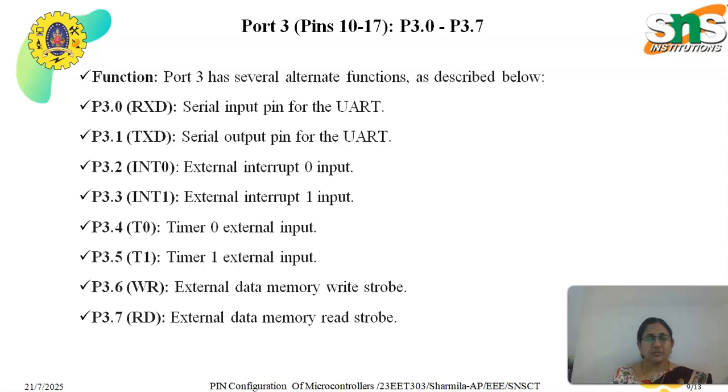And the next port is port 3, that is pins 10 to 17, P3.0 to P3.7. This port has several alternate functions. P3.0 acts as the serial input pin for UART, the serial communication receiver pin, and P3.1 acts as the serial communication transmitter pin. We know that INT0 is external interrupt 0, INT1 is external interrupt 1, and then the timer 0 and timer 1 interrupts, and the external data memory write is P3.6, and the data memory read strobe is P3.7.